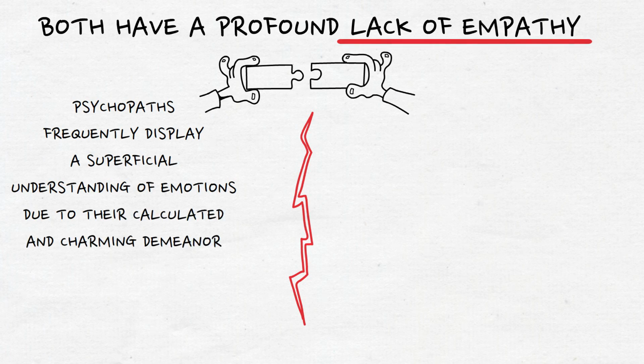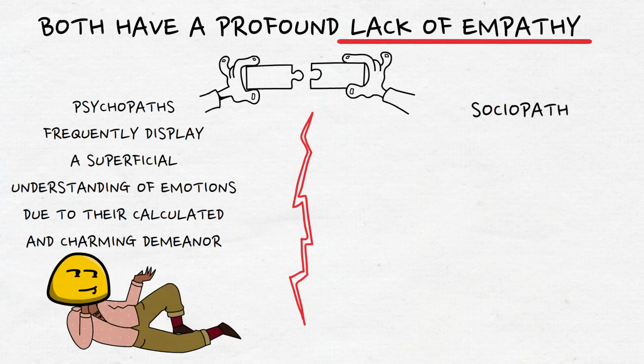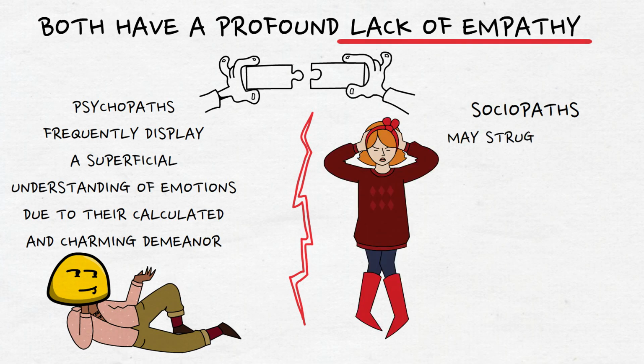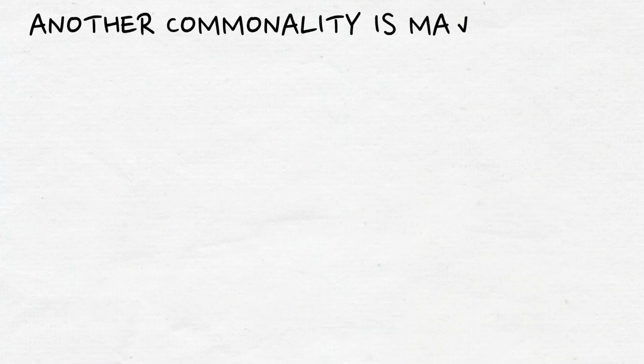They can navigate social situations with ease thanks to their uncanny ability to mimic emotions. Sociopaths, on the other hand, may struggle with a more sporadic and intense display of emotions, which makes their interactions unpredictable. Another commonality is manipulation.